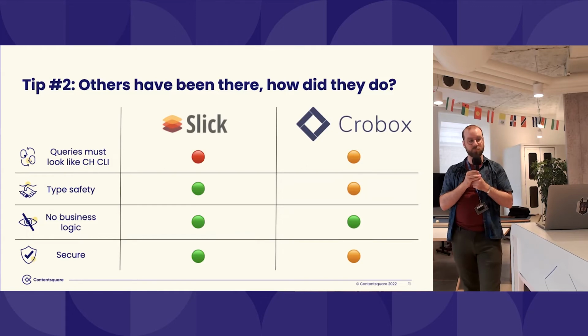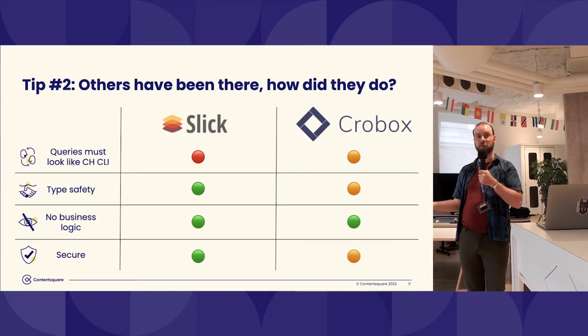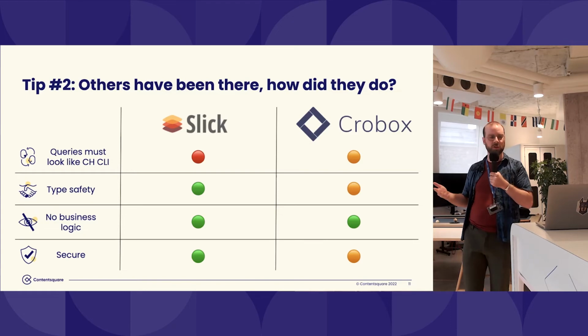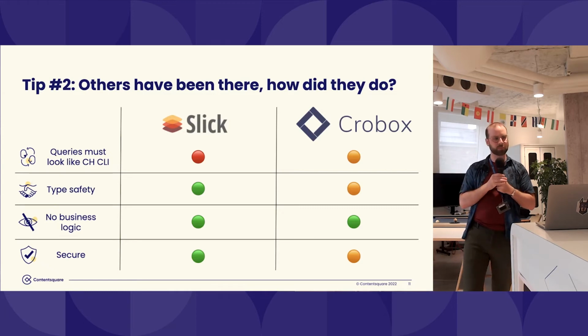Slick is a SQL-based library, very famous in Scala. Obviously, it doesn't support ClickHouse functions, like array functions, etc. But still, for example, in the type safety, it was very smart. They built tables, and you have to define the fields and their types. And then you use that to build the query. It was very smart.